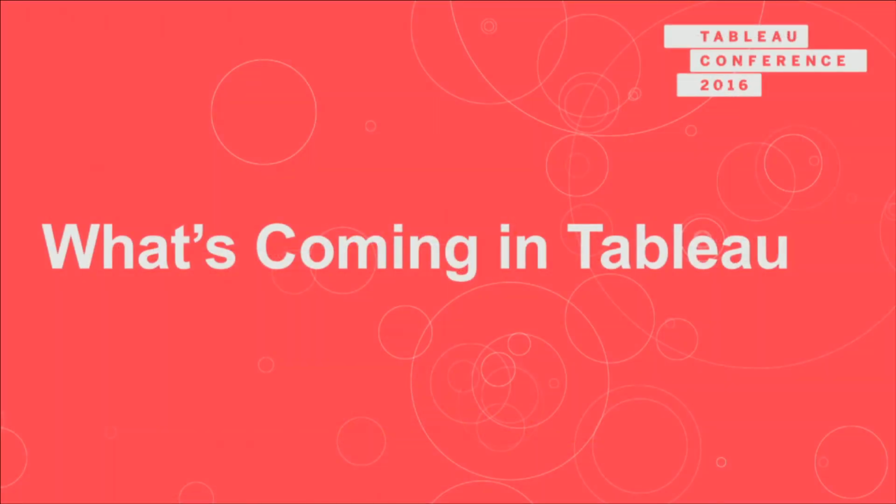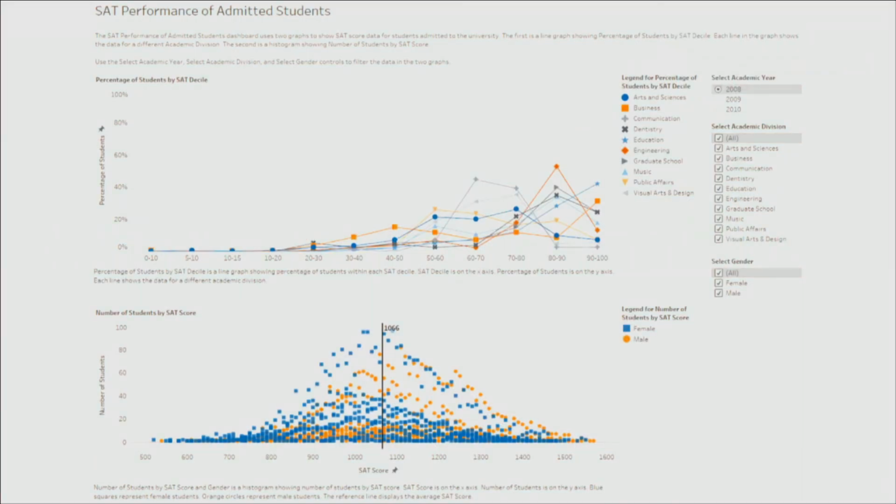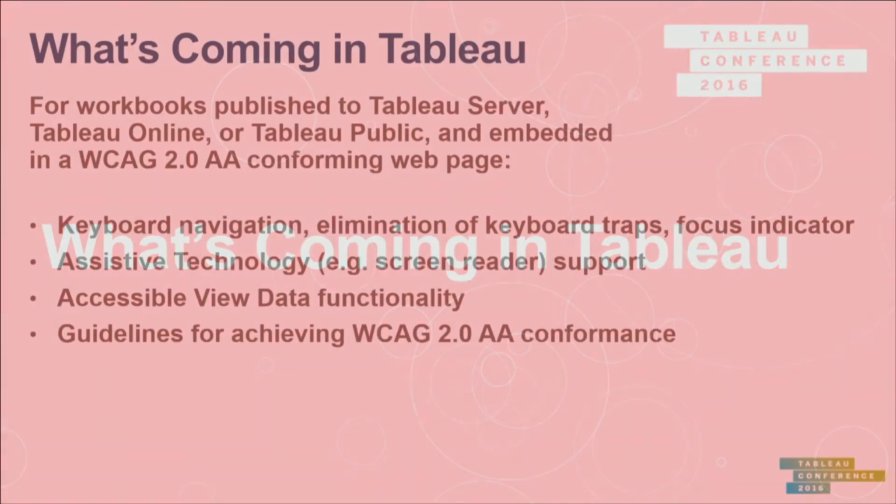Okay, so what's coming in Tableau and when? Because right now, if you did all these things, that viz still doesn't meet the guidelines. Today in Tableau 10.1, that viz still would not be accessible because you can't keyboard navigate it. Screen reader's not going to be able to read all that stuff to you that we just made. So what's coming?